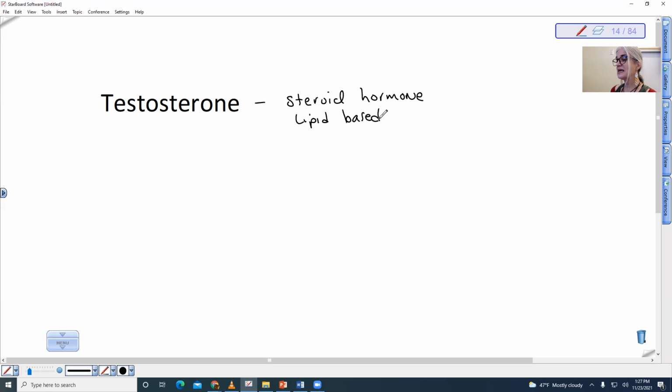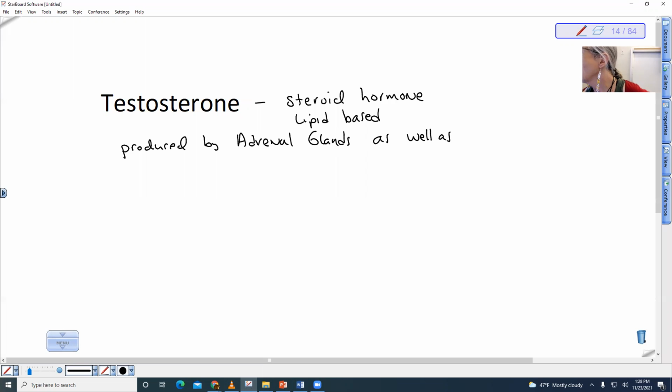Testosterone is oftentimes considered just a male hormone, but testosterone is actually also found in females. It is an androgen that is produced by the adrenal glands, as well as in the testes. Females differ in their testosterone levels, but in general, they have lower testosterone levels than males.